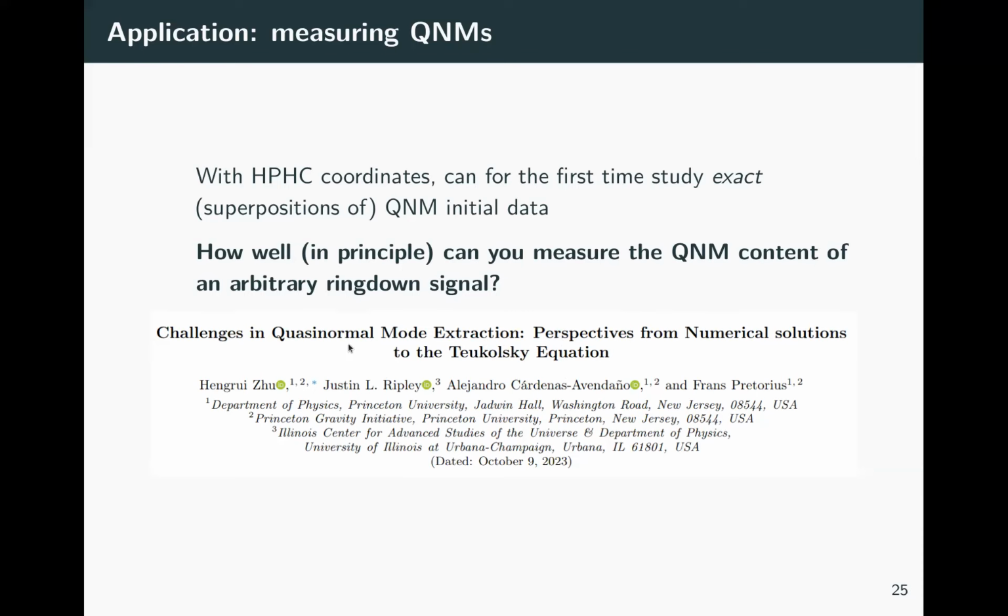Okay. So, challenges in QNM extraction. The title already gives you a hint. It turns out even in this very simplified setting, it can still be challenging to measure QNMs in an unambiguous way. That's the punchline.